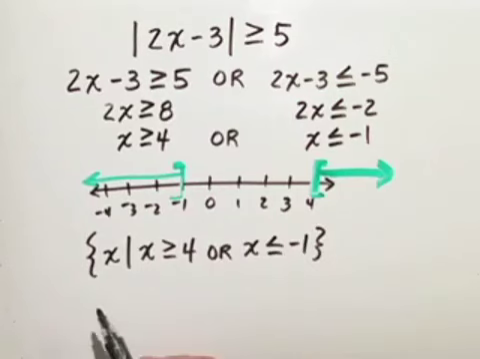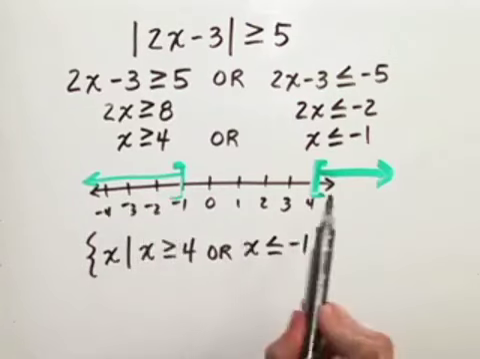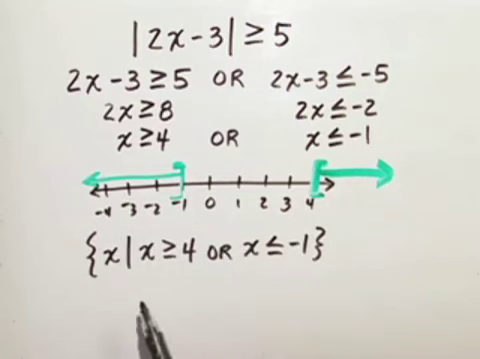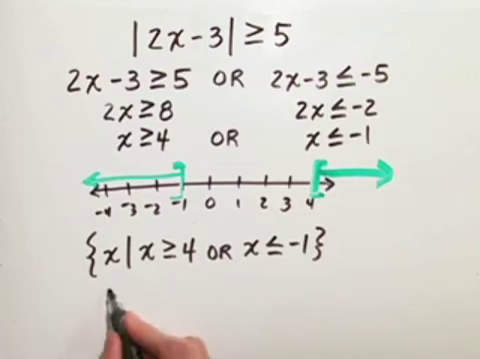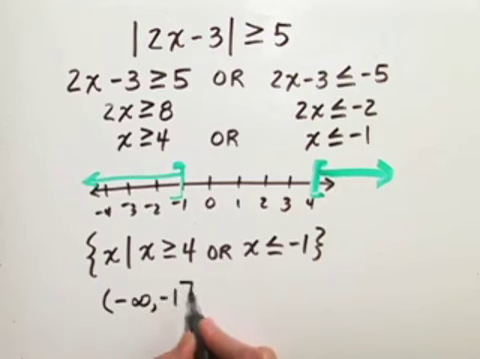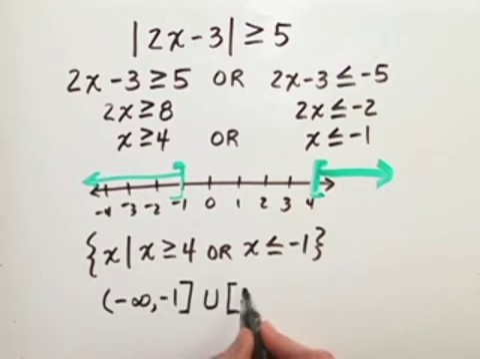Now notice, for the interval notation, because I have two different intervals on my number line, I need to write both of those intervals in my interval notation. So, moving left to right on the number line, I'll have the interval from negative infinity up to and including negative 1, union the interval from 4, including 4, to positive infinity.